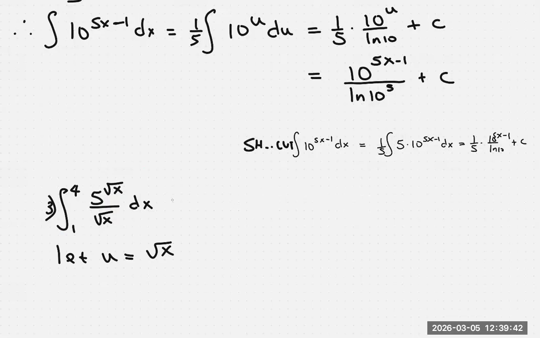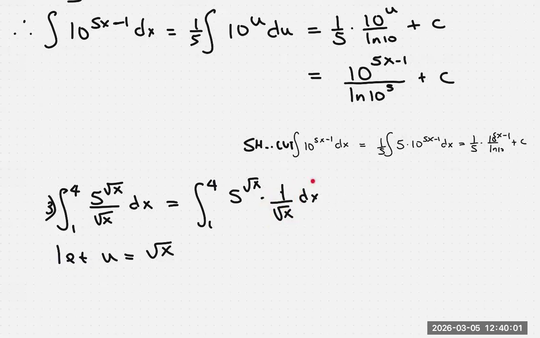This is actually the integral from 1 to 4 of 5 to the x to the half, or 5 root x, times 1 over root x dx. So this thing here will give us the u. The du, beg your pardon.